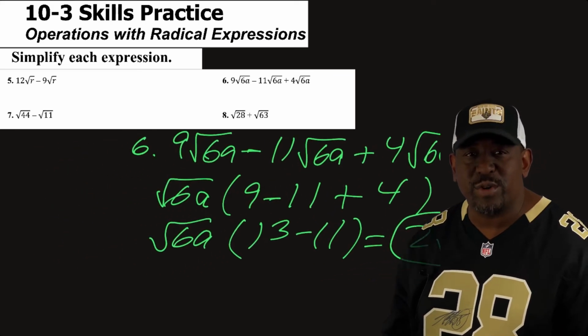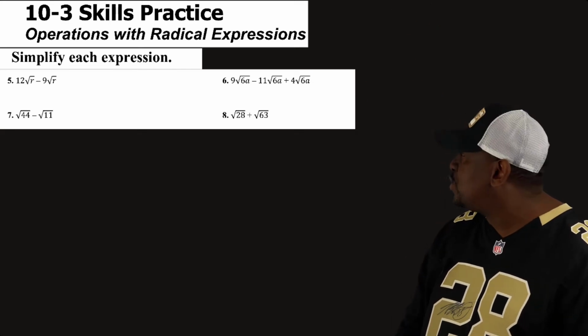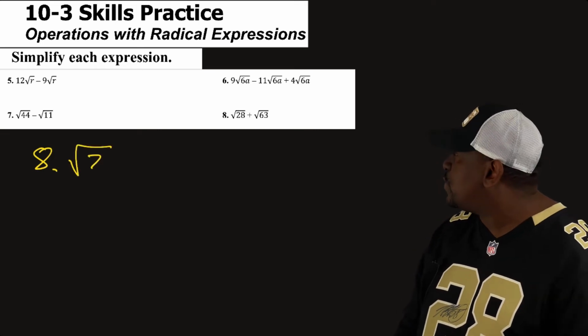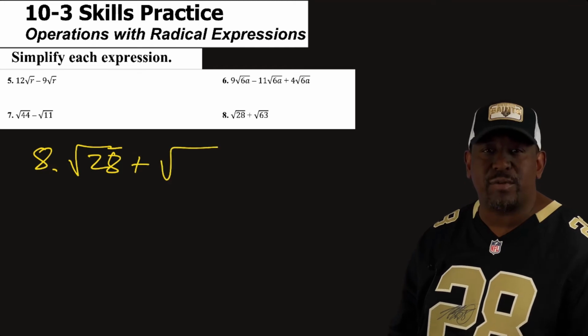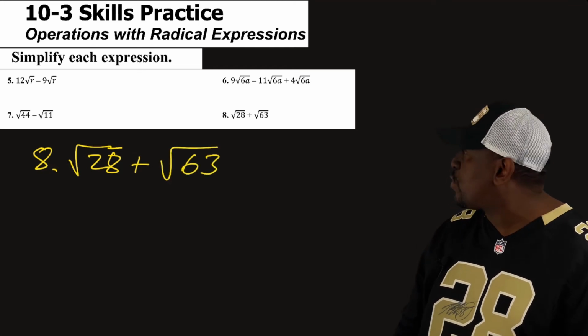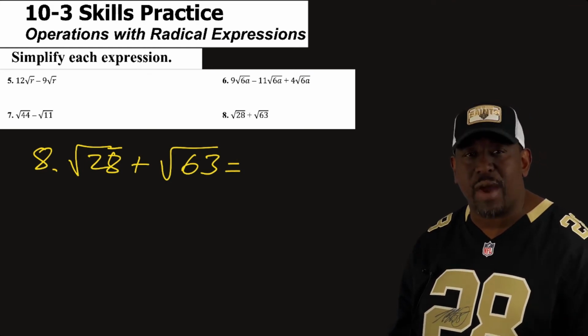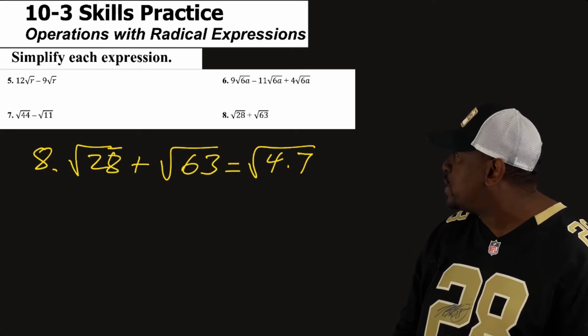So again, with addition and subtraction, you're doing like the distributive property. When they're common radicals, it's very easy. So now we're doing a problem where we don't have a common radical. As you can see, we have the square root of 28 plus the square root of 63. They're not common radicals, so you have to simplify the radicals using your properties of radicals.